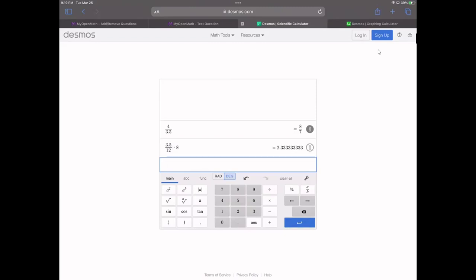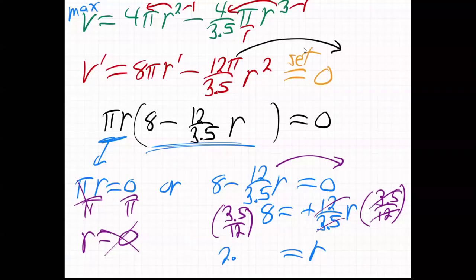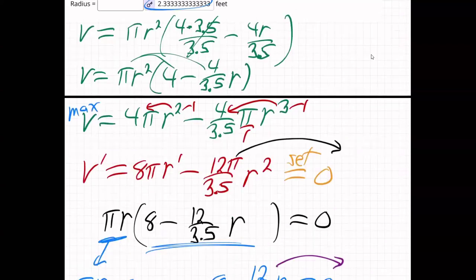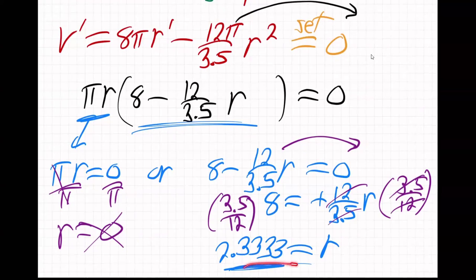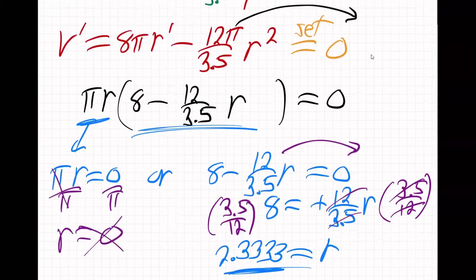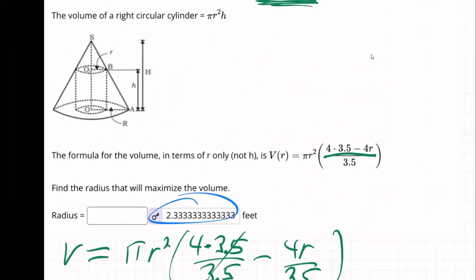What do I get? 2.3333. And that's the radius. And is that the answer we got? Yep. So that's the radius that will make the biggest soda can fit in. The radius 2.3333, that's where we maximized it. This other answer, r equals 0, that was the minimum. You get the smallest can, you get no can.